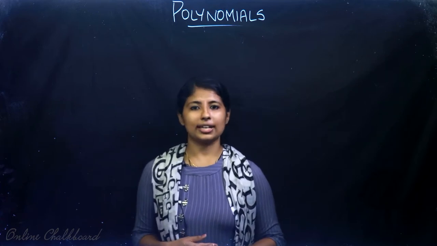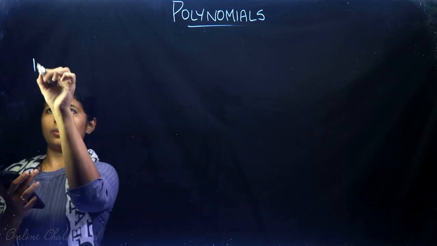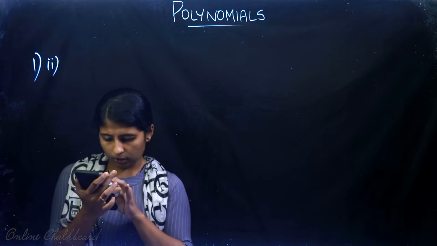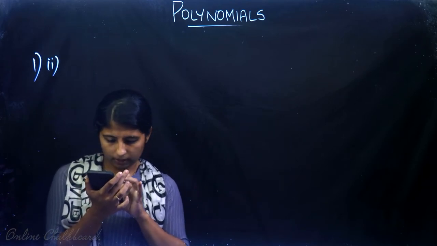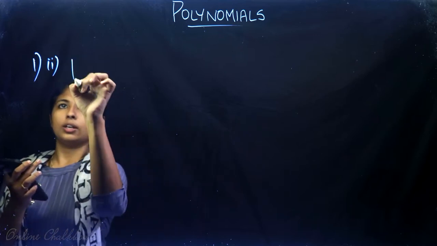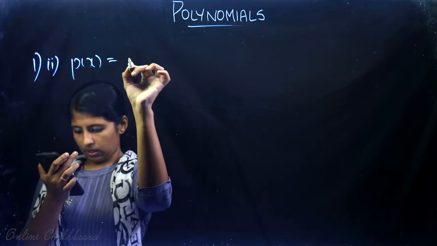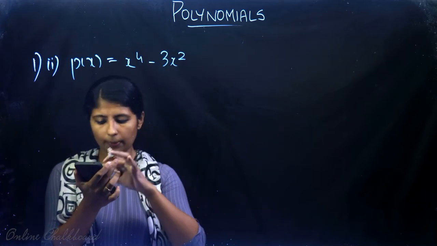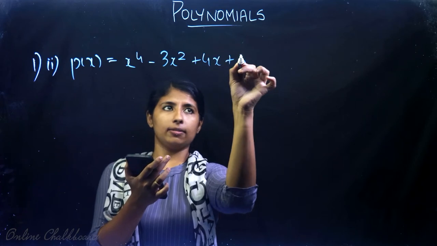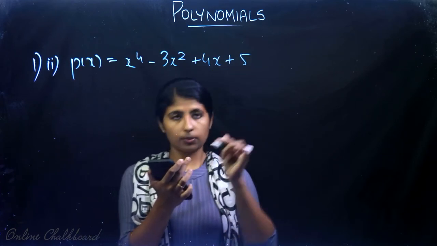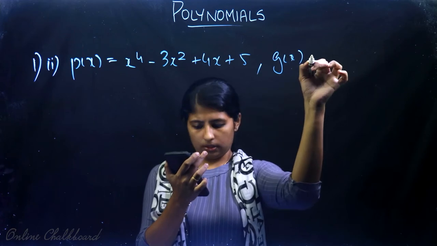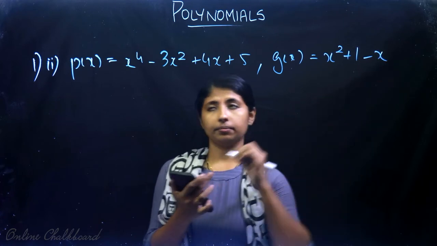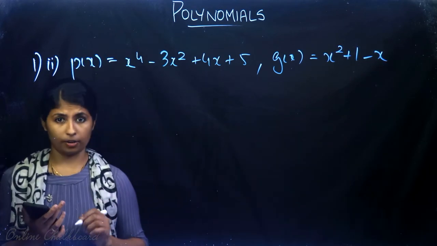So let's get started with the exercise questions. Question number one, we can start with two. Divide the polynomial p of x by the polynomial g of x and find the quotient and remainder in each of the following. Here p of x is x raised to 4 minus 3x square plus 4x plus 5, and g of x is x square minus x plus 1. We need to find q of x and r of x.